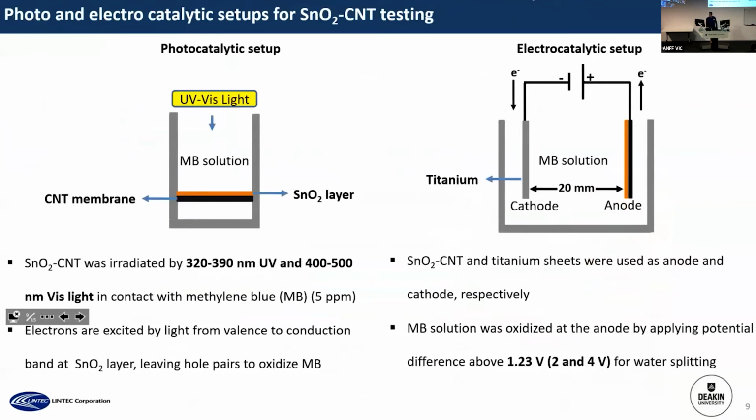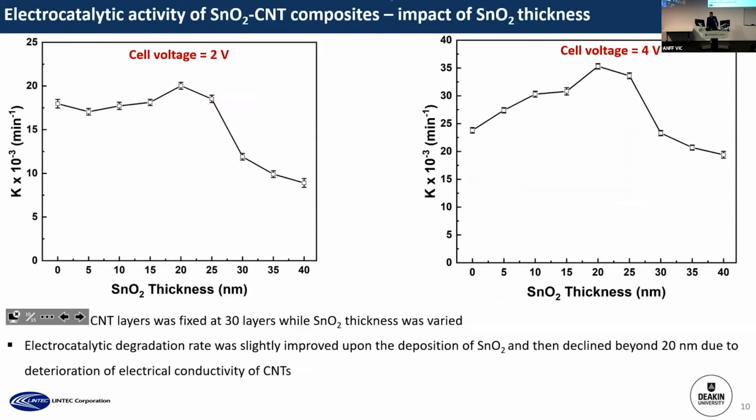And here's the photo electro-catalytic setup that I have used in my research. And we use the methylene blue as organic model pollutant. And then here are the results of the membrane performance testing. K here represents the rate constant of the reaction.